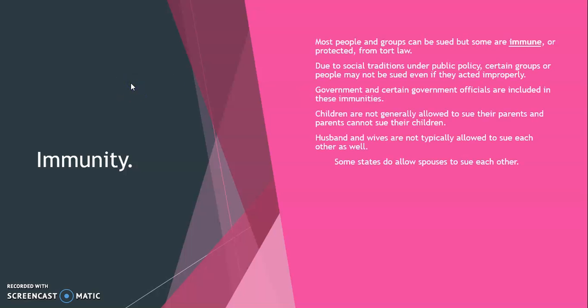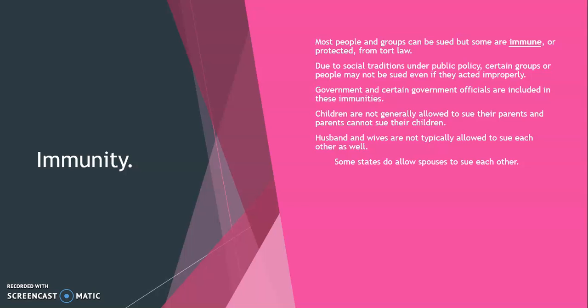Immunity. Most people and groups can be sued, but some are immune or protected from tort law. Due to social traditions under public policy, certain people or groups may not be sued even if they acted improperly. Government and certain government officials are included in these immunities. We'll talk about that here in a little bit.